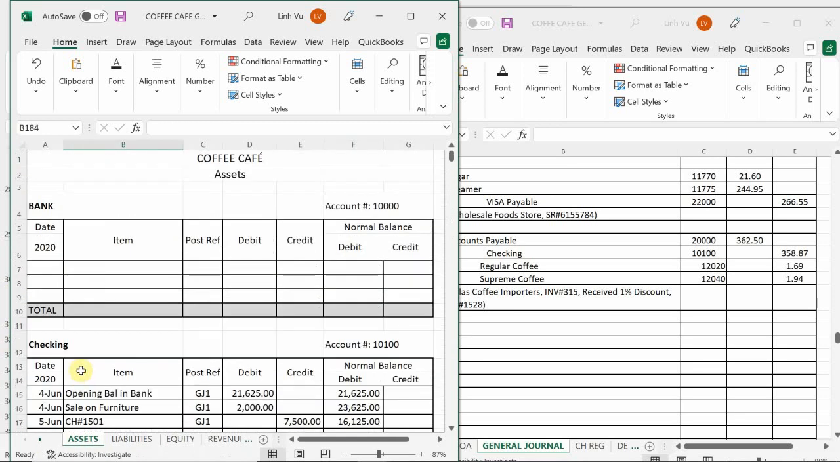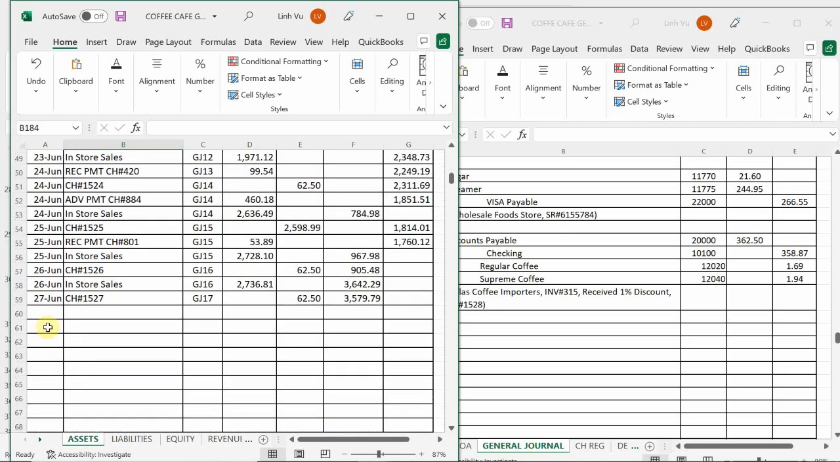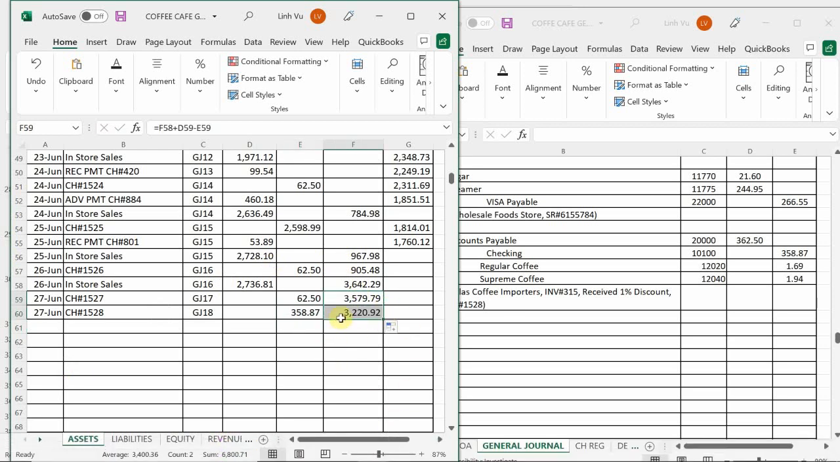I end up writing a check, so therefore I need to decrease my checking account because I wrote a check out for check 1528, for a total of $358.87. So that will definitely decrease your checking account by $3,220.97.